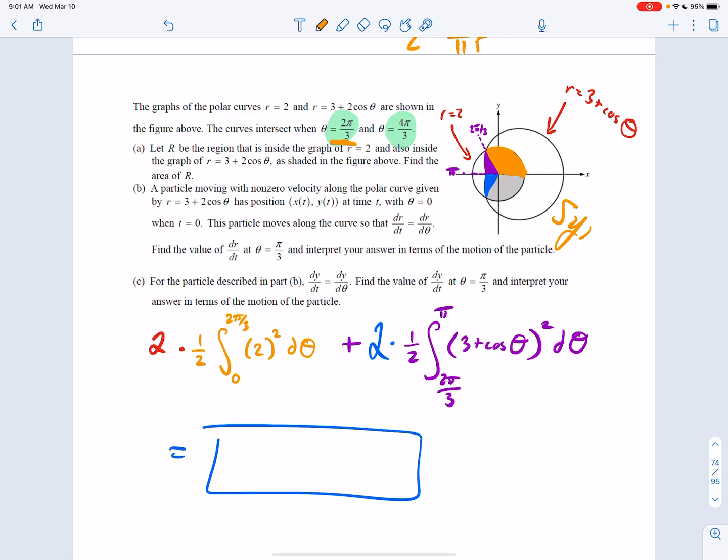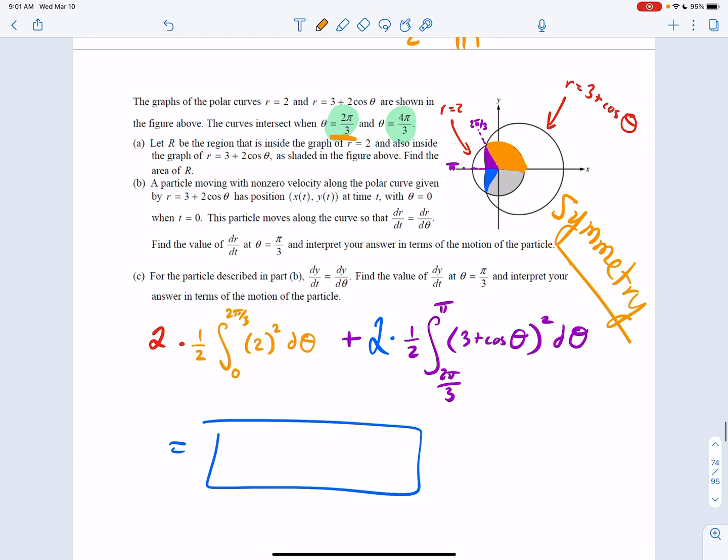Oftentimes you will see symmetry play out, so make sure that you keep an eye out on that, okay? And whatever you get there, make sure that you round. This is probably easy enough to type out without using any Y1s or Y2s, but you're more than welcome to do so, okay? All right, here's part B.